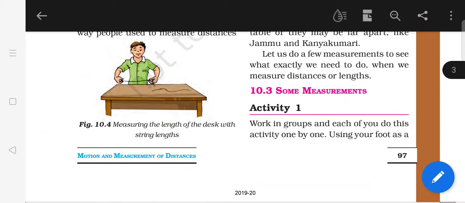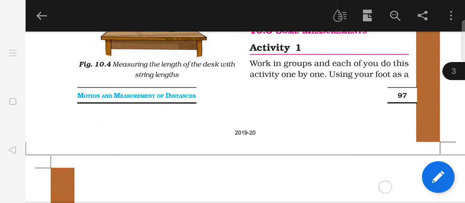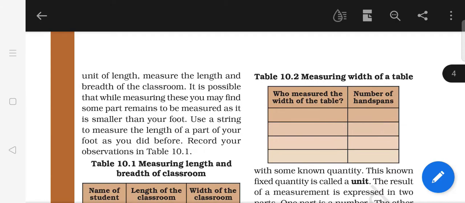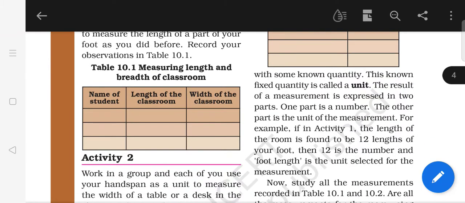Now some more measurement. There is an activity: using your foot as a length, you can measure the length and breadth of a classroom or your own room, as you are at home right now. It is possible that while measuring these, you may find some part remains to be measured as it is smaller than your foot. So you can use a string to measure the length of a part of your foot as you did before. Now you can record the observations.